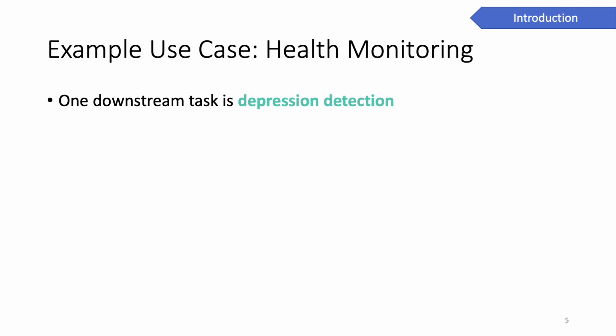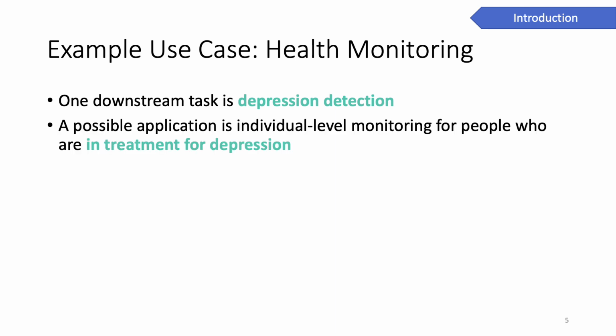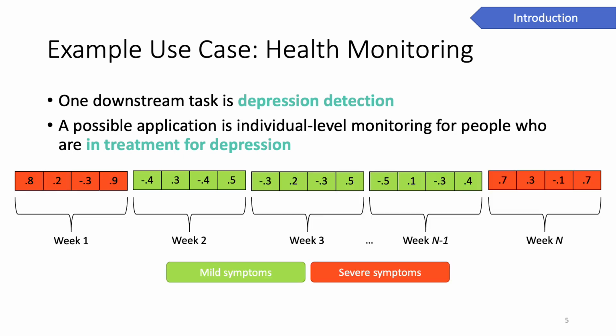An example use case that I'd like to go over is health monitoring. One downstream task that we look at is depression detection. And a possible application is individual level monitoring for people who are already in treatment for depression and seeing a therapist. If they aren't able to see a therapist every week, this could possibly be used. In weeks where they see the therapist, they can record whether that person has mild or severe symptoms. And then, in a week like week N, where they don't see the therapist but they have severe symptoms, they could get a call to set up an appointment.